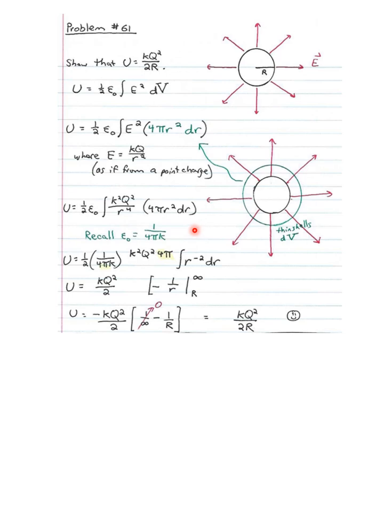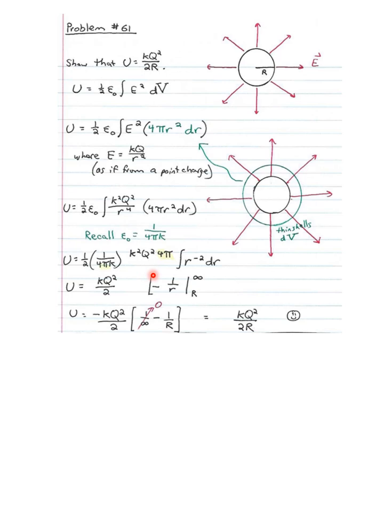So epsilon naught is 1 over 4 pi k. And remember, that comes from k is 1 over 4 pi epsilon naught. So whenever I see epsilon naught, it's only that one place outside the integral, I'm going to replace it with 1 over 4 pi k. So we do that. Any constants we factor to the outside of the integral: k squared, Q squared, 4 pi, throw those to the outside. All that's left inside the integral is r to the negative 2 dr.